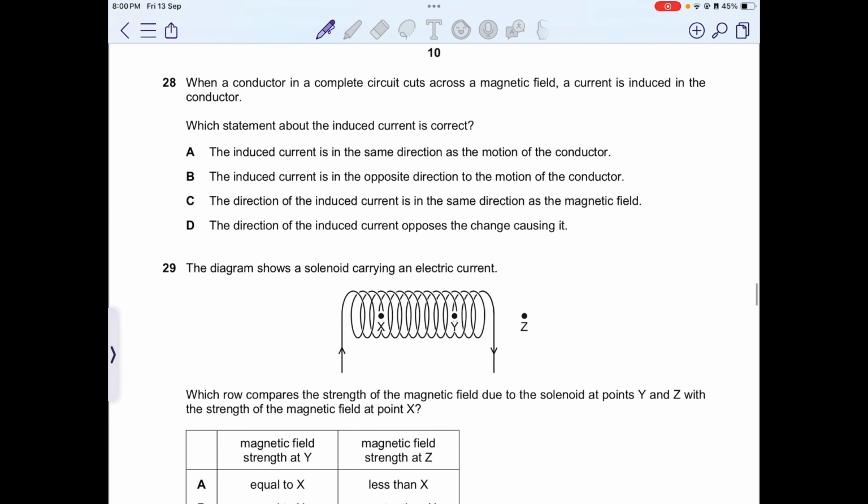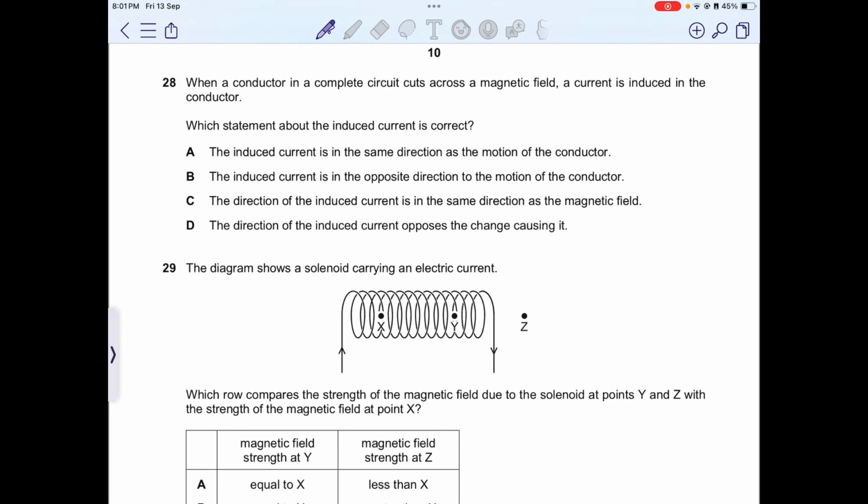Moving on, it says when a conductor in a complete circuit cuts across a magnetic field, a current is induced in the conductor. Which statement about the induced current is correct? Okay, so the induced current in the same direction as the motion of the conductor? No. For this, you can use your left hand rule. The direction of your induced current is represented by your middle finger, and your direction of motion, which is upward, that's the force. Your first finger represents the direction of magnetic field, your middle finger represents the direction of your current, and your thumb represents the force.